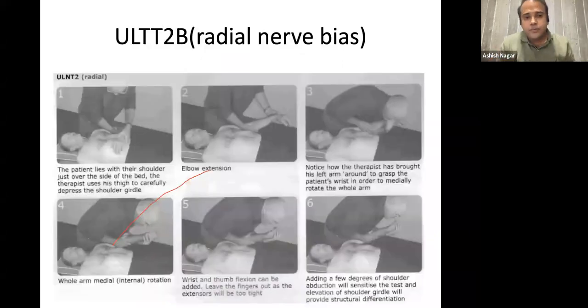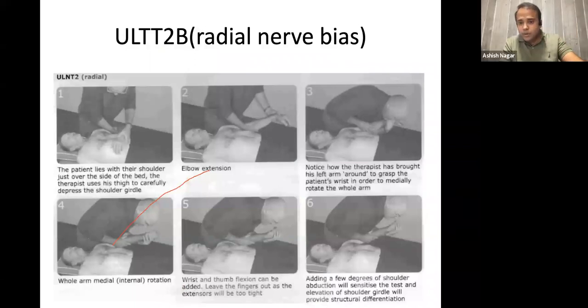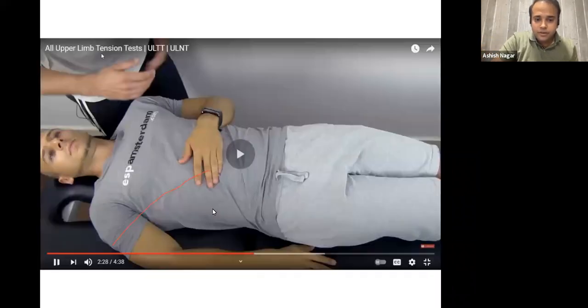So this is how you perform the upper limb tension test 2B, which is more of radial nerve bias. So you start with depression of the shoulder and then extend the elbow. And after that, you will medially rotate the arm, and then you will flex the thumb and flex the wrist and further extend the elbow. To further understand, let's just watch this video.